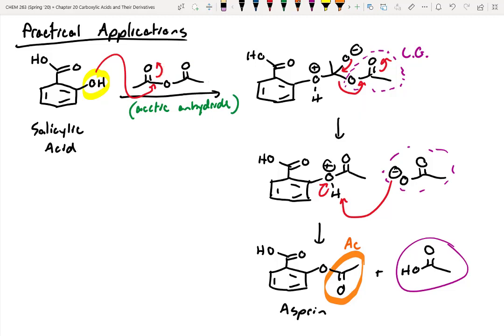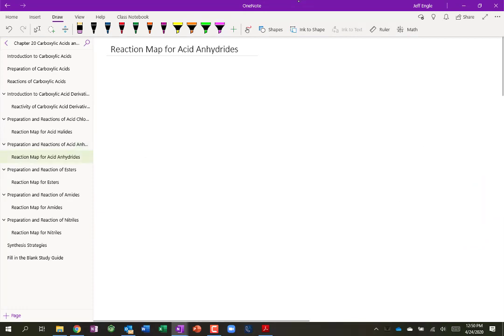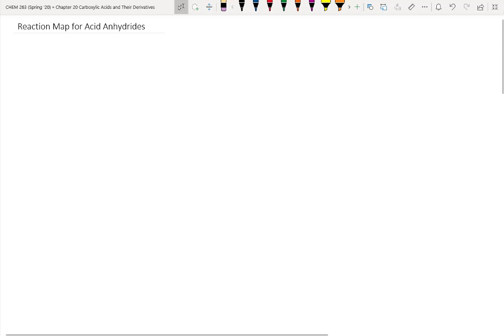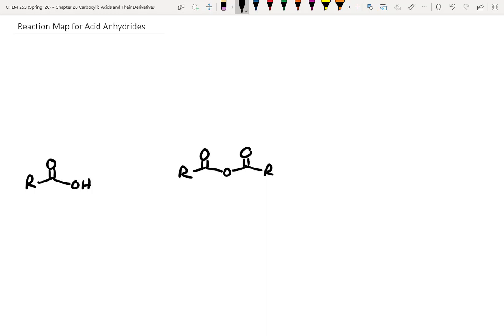All right, luckily, all of the reactivity more or less is very similar to what we saw in the acid chloride chapter. So let's just jump in and make a reaction map, and we'll try to remember all of the similar reactivity that we saw in the acid halide chapter. Just like before, I'm going to have my acid on the left, meaning my carboxylic acid. I'm going to put my anhydride in the middle. I'm going to put an amide over here, and in this case, it's going to be a wide variety of amides. I'm just going to keep it generic right now.